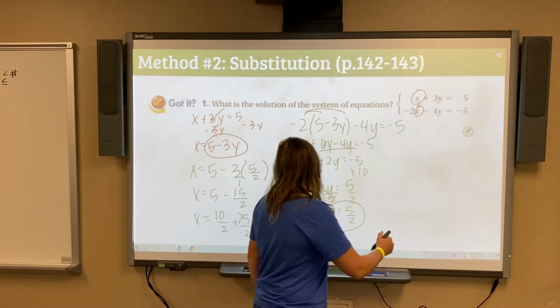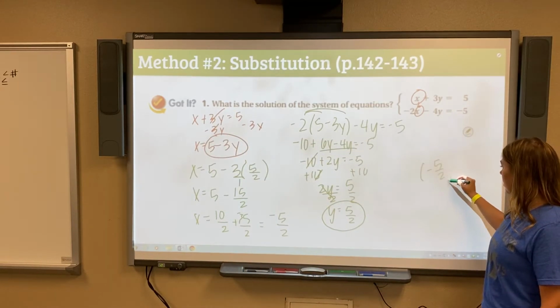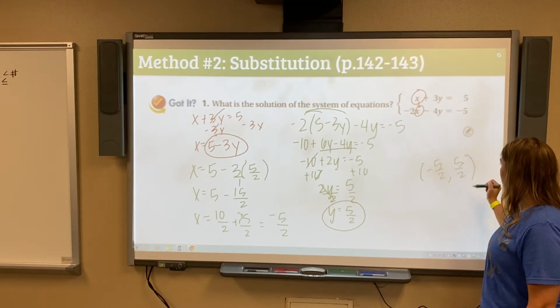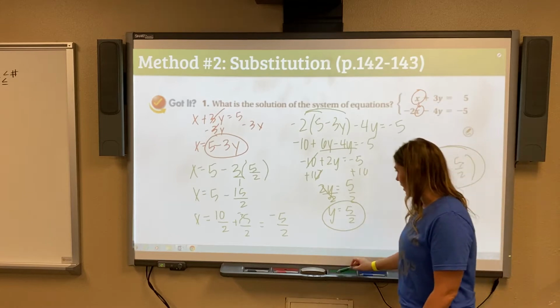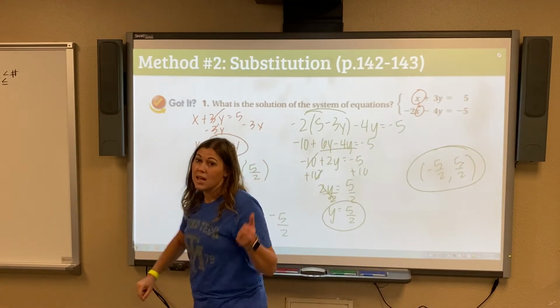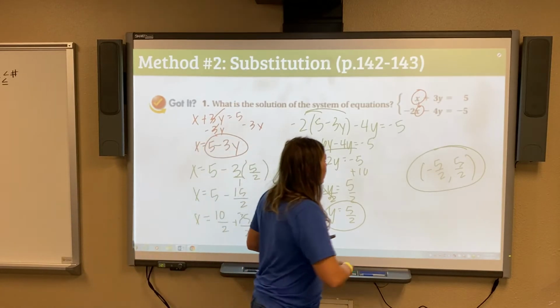So our x value is negative 5 over 2, and our y is positive 5 over 2. Okay, so that right there is your answer. That if we graph those 2 lines, that is where our lines would cross. Okay.